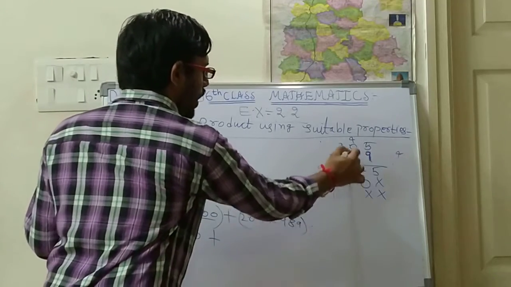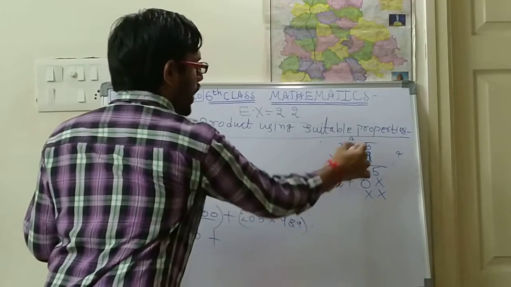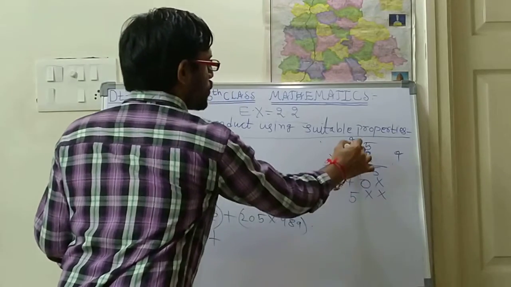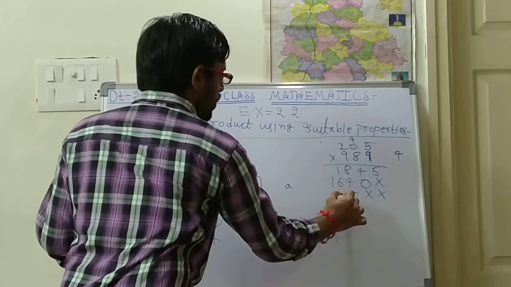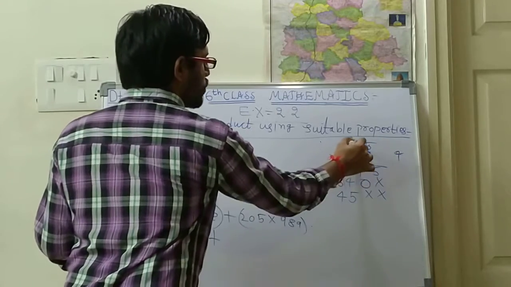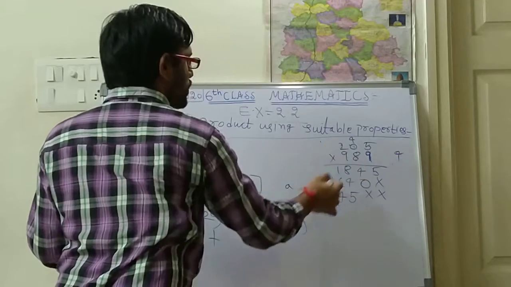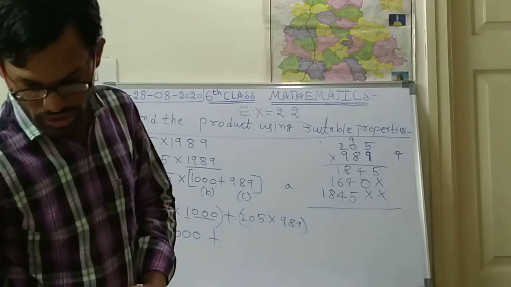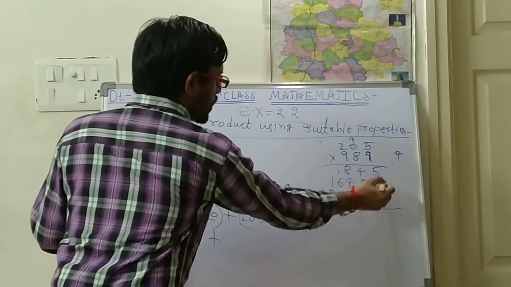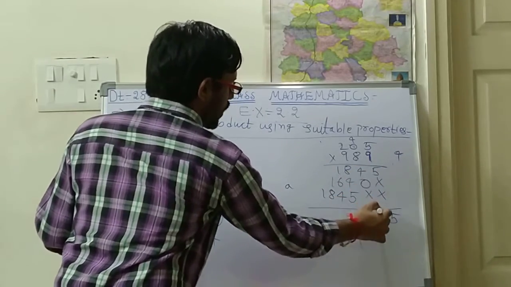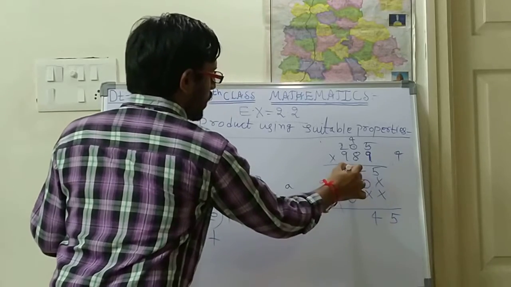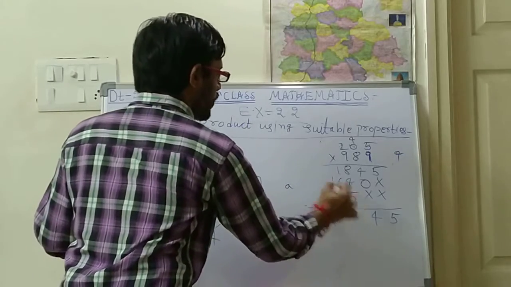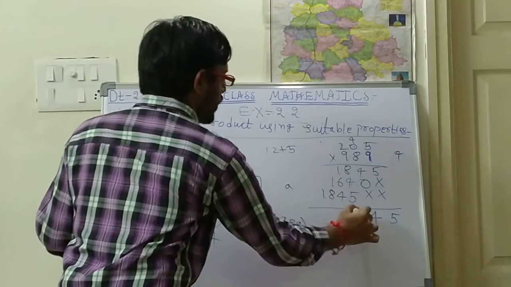Now you should start from hundreds. 9 5s 45, so 5 and 4. 9 zeros 0, plus 4 is 4 only. 9 2s 18. So 18 45, 989. Okay, so what is the result? 5. Here 4 plus 0 is 4. Next 8 plus 4 is 12. 12 plus 5. 5 plus 2 is 7.